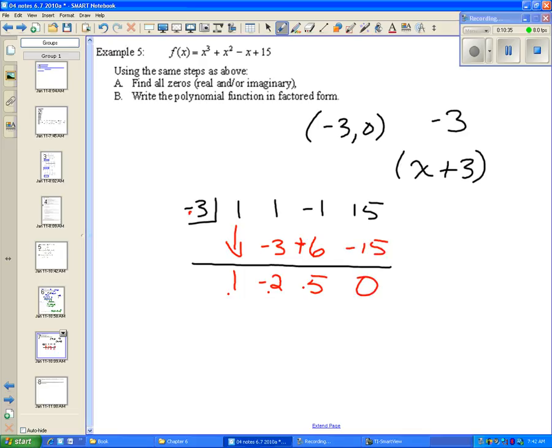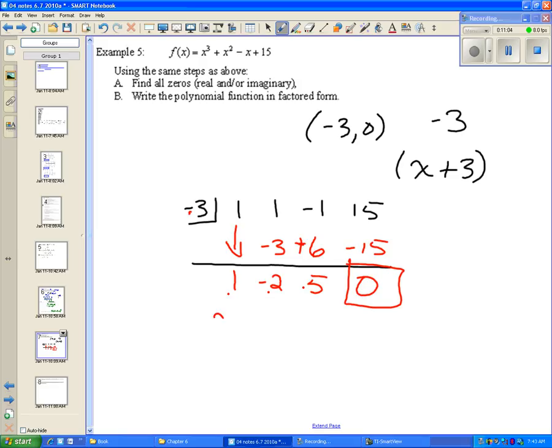What if I had kept that as a negative 6? I wouldn't have ended up with a 0 because negative 1 minus 6 is going to be a negative 7. Negative 3 times negative 7 is 21. 15 plus 21 is going to be this 42. I know this has to be a root. I know that my remainder has to be 0, so I would have known I had made a mistake. So this kind of worked out. I need to make sure not to make those mistakes.